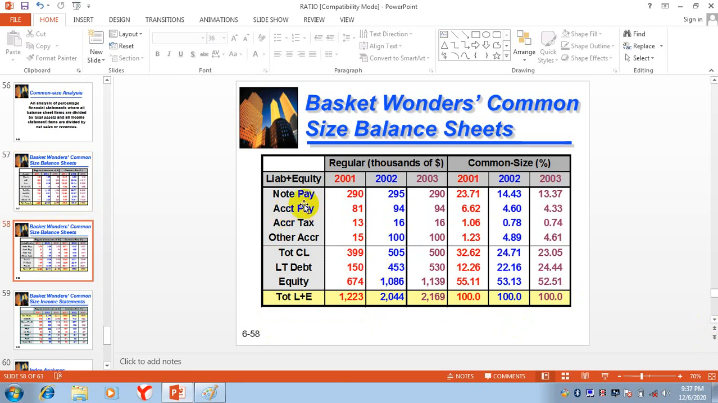Now come to the liability side. Note payable 23, 14, 13.37. There is a decrease in note payable and account payable. See, it is indicating that the company is quickly making payment to their suppliers.